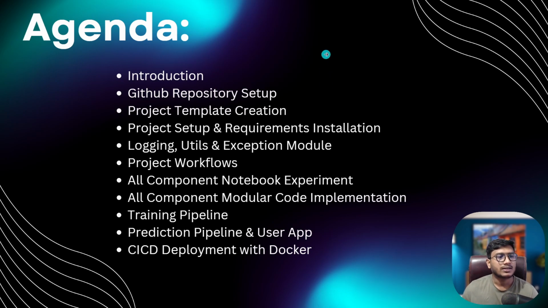Got it? Then I will start with the GitHub repository setup, project template creation, project setup, and requirements installation. These are steps I think I already covered in my previous project implementation. So we'll be following the same technique and the same project folder structure to implement this entire deep learning pipeline. But the deep learning pipeline is slightly different from your machine learning pipeline. I'll tell you where we'll get the difference. At that time you can understand, but we'll be following the same technique.